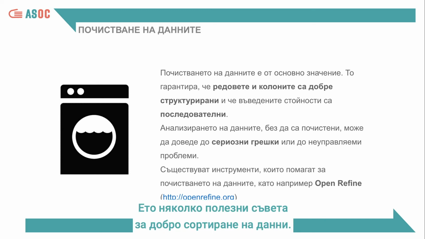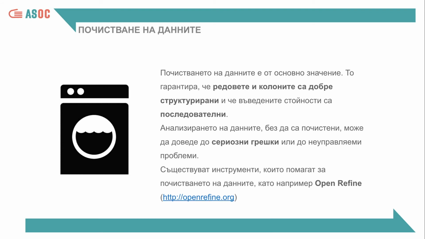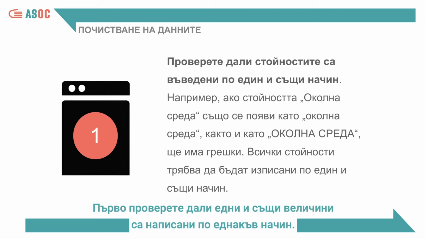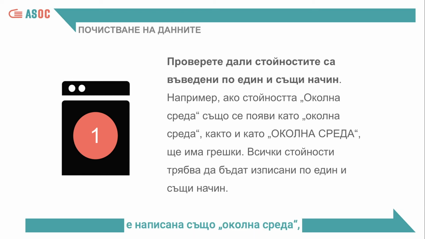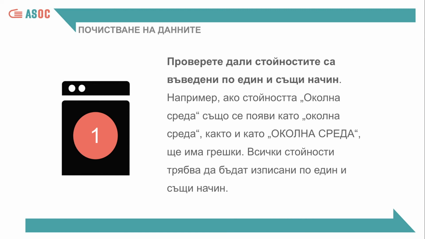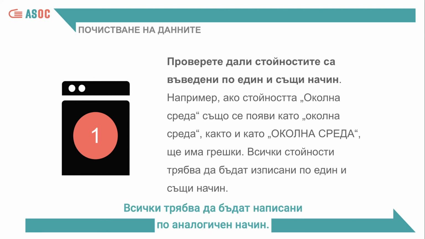Here are some useful tips for good data cleaning. First, check that the similar values are written the same way. For example, a mistake would be if environment was also written environment with a small e and environment in capital letters. They must all be written in a similar way.